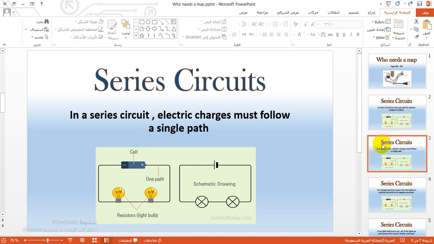In a series circuit, electric charge must follow a single path. I told you that. It's easy. We now understand everything because everything is easy, and I think we have a complete idea about the circuit. So now we are in series circuits, and we know that it has only one path. For that reason, in a series circuit, electric charge must follow a single path, like here. See, this one is a single path.